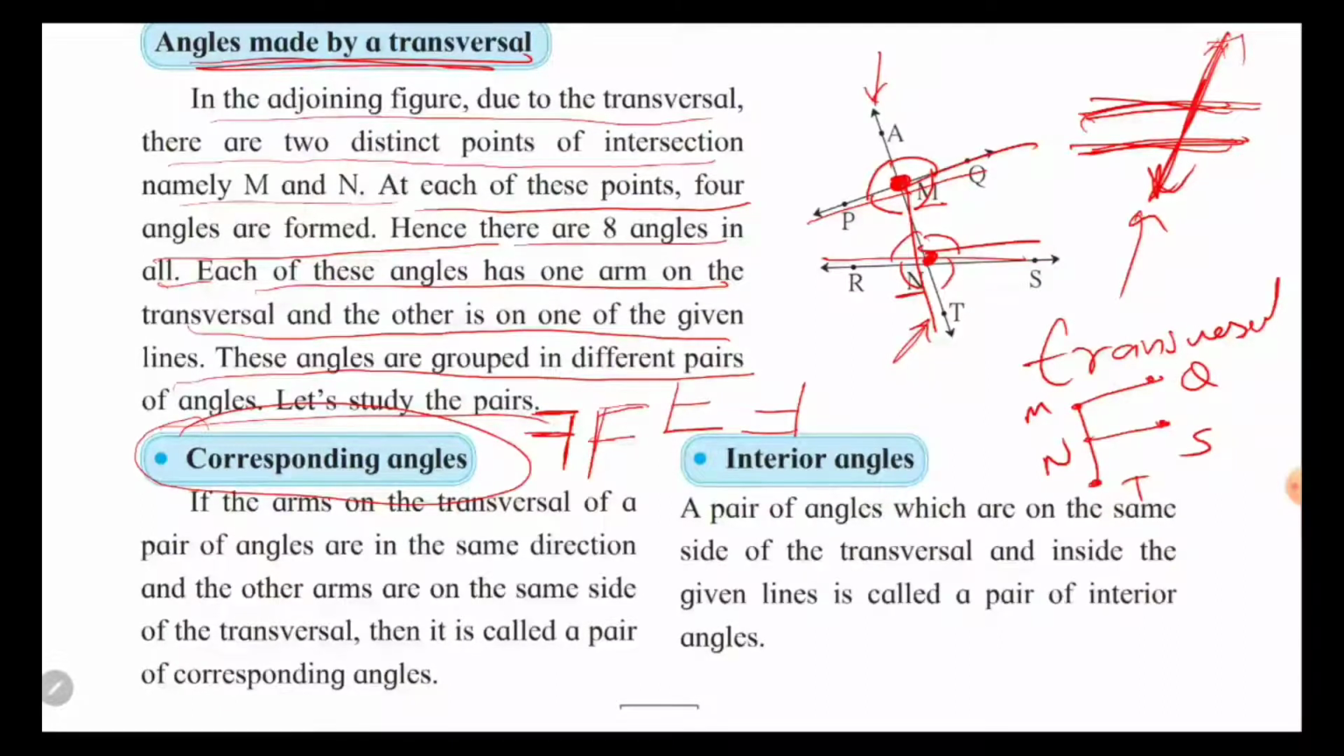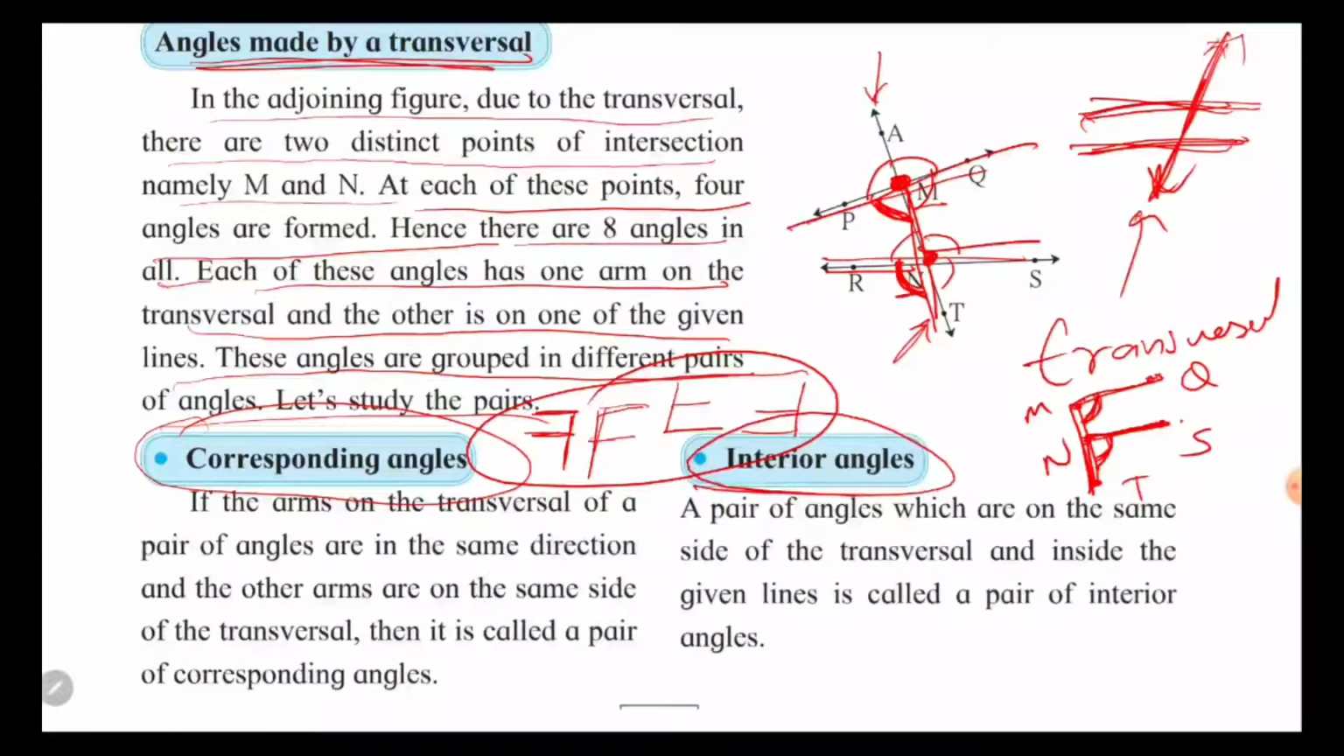Okay, so if I am talking about angle QMN, then this angle is corresponding to which angle? It is corresponding to S and T, because look, this one is down, this one is also down. Therefore QMN and S and T are what? Corresponding angles. Again, if I take this side, this angle and this angle will be what? Corresponding angles. So that's why we relate corresponding angles to F. When we do the exercise you will get it clearly.